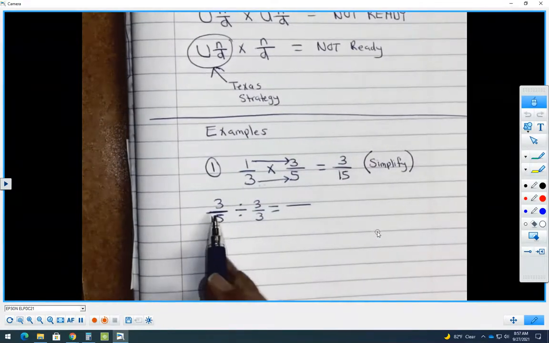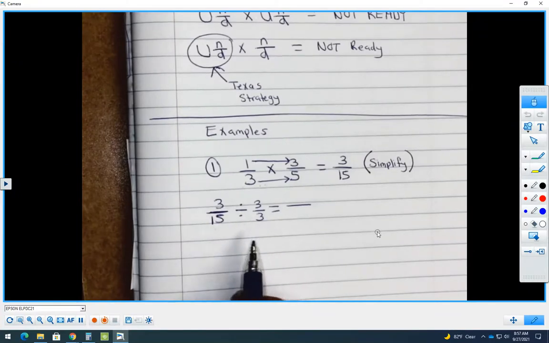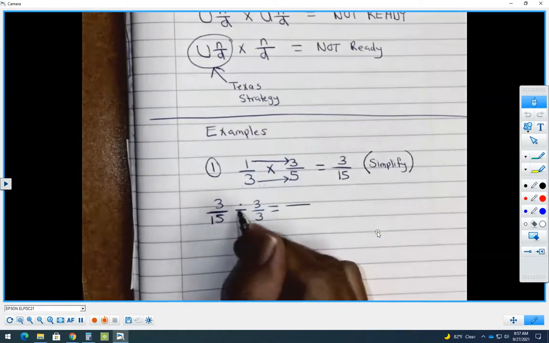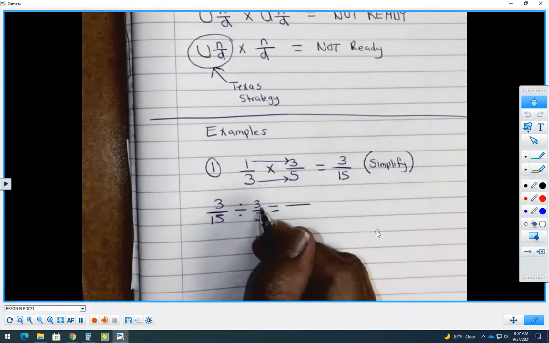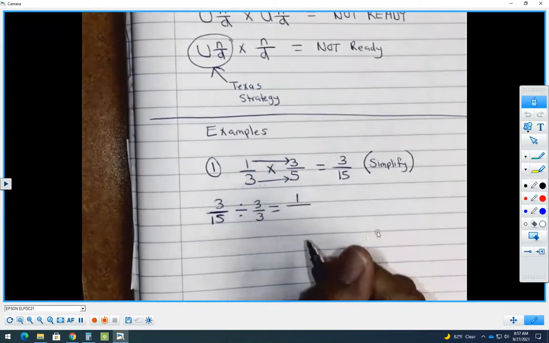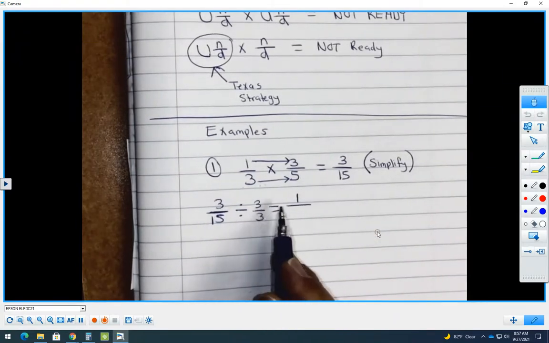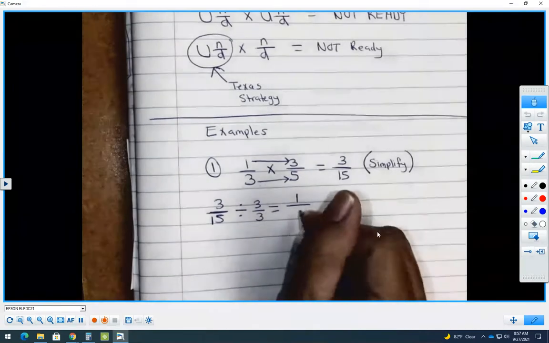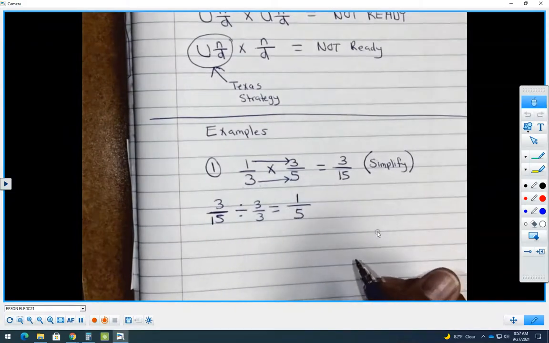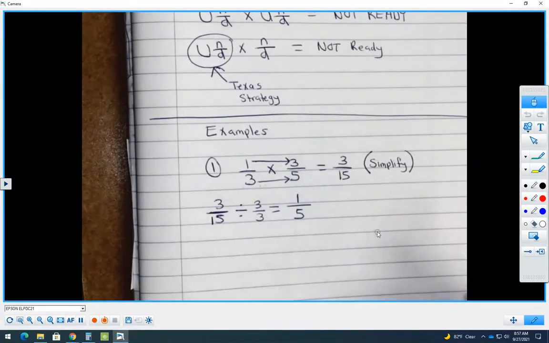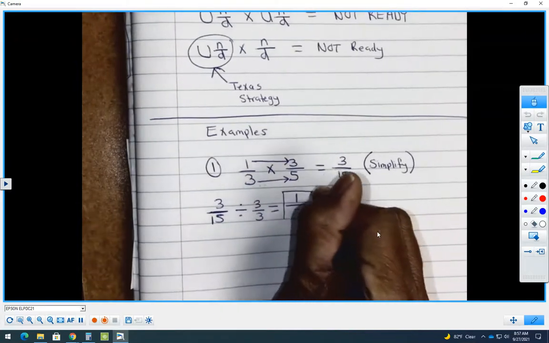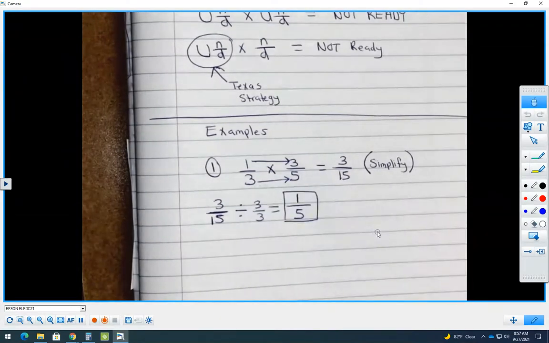Now, when you're simplifying, you're making fewer pieces. So 3 divided by 3 would be 1. We're dividing, 3 divided by 3, 1. What's 15 divided by 3? 5. Now, after you simplify, check again. Can I simplify further? The smallest is 1. Once the smallest is 1, that's it. It's already simplified. So that's your final answer, 1/5.